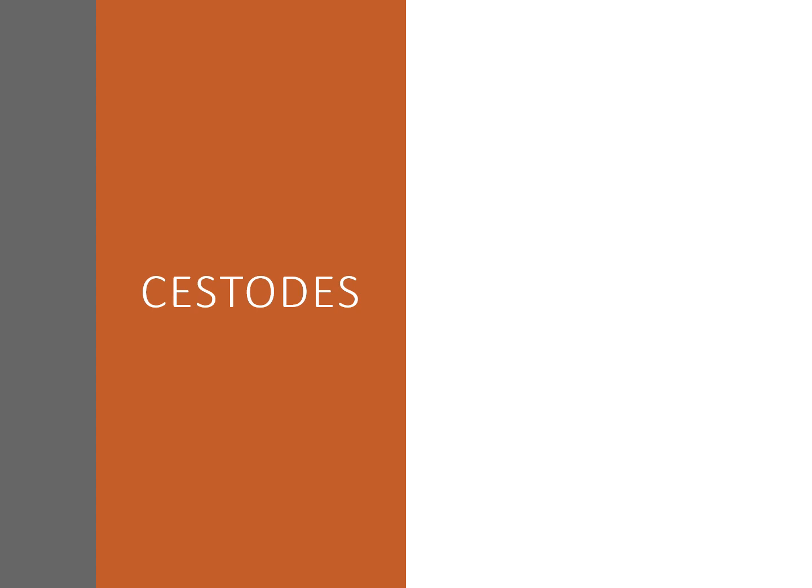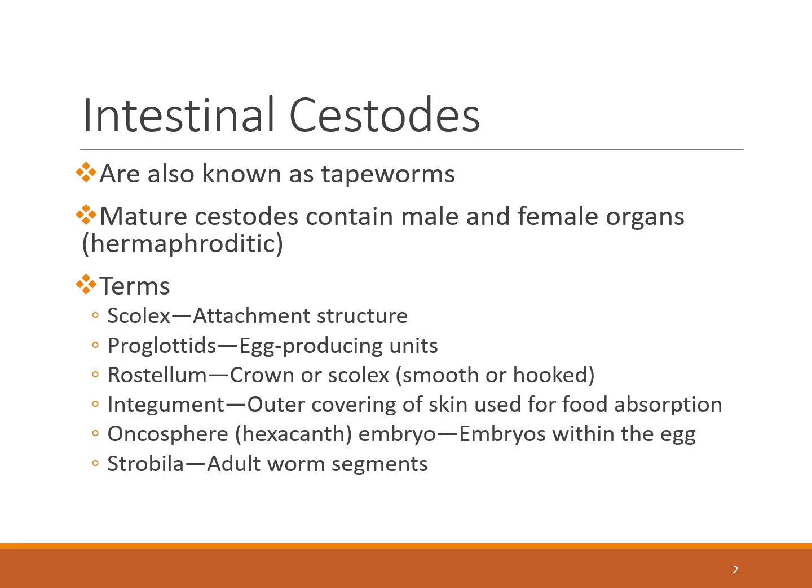This lecture will cover the cestodes, which are also referred to as flatworms. With these organisms, when they mature, they contain male and female organs, so they are actually hermaphrodites. And then here are just some terms, if they're referred to, so you can know when it refers to the structure of the actual tapeworm itself.